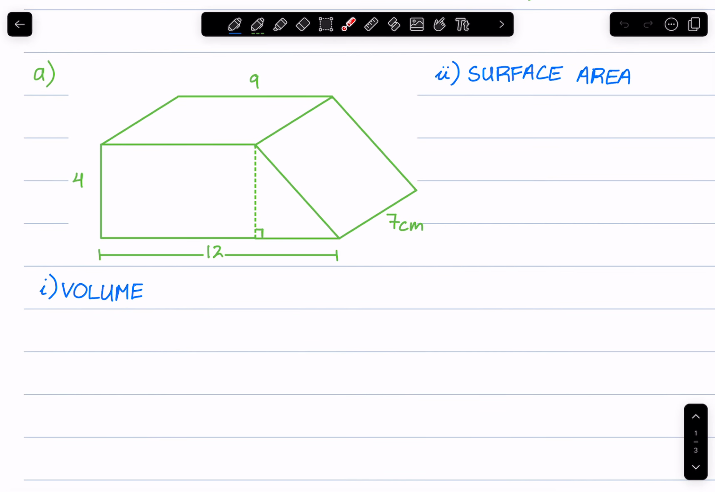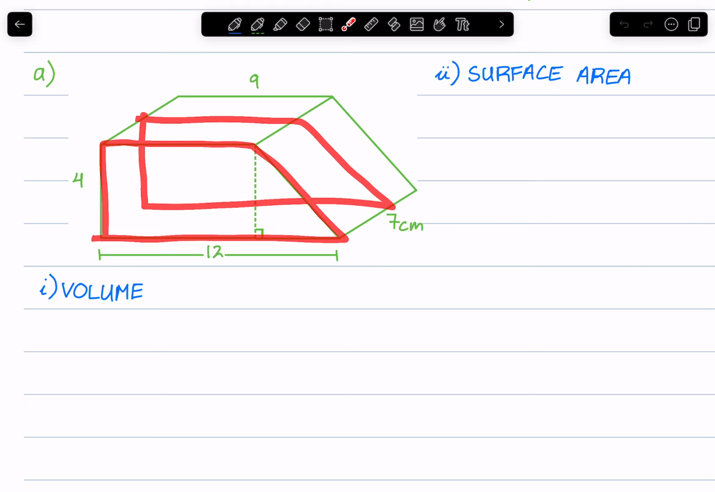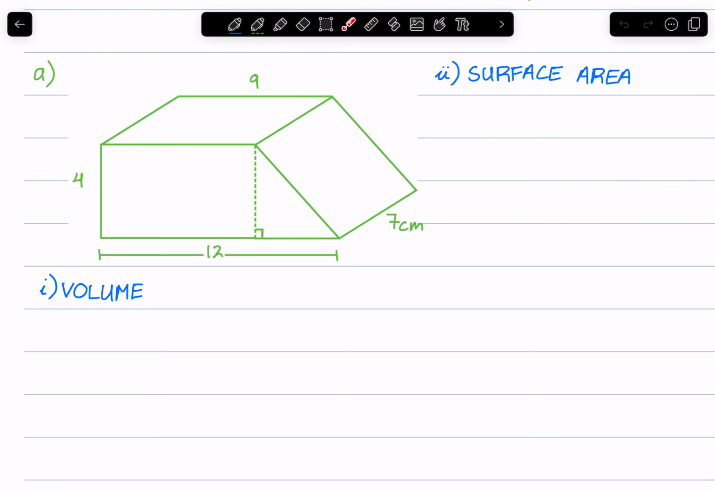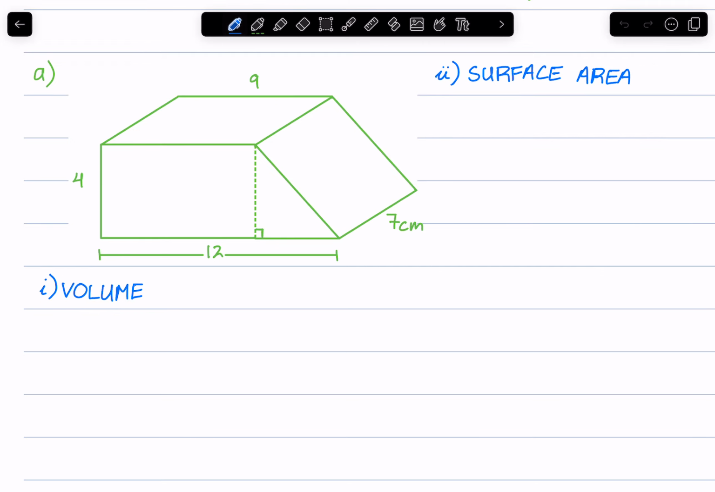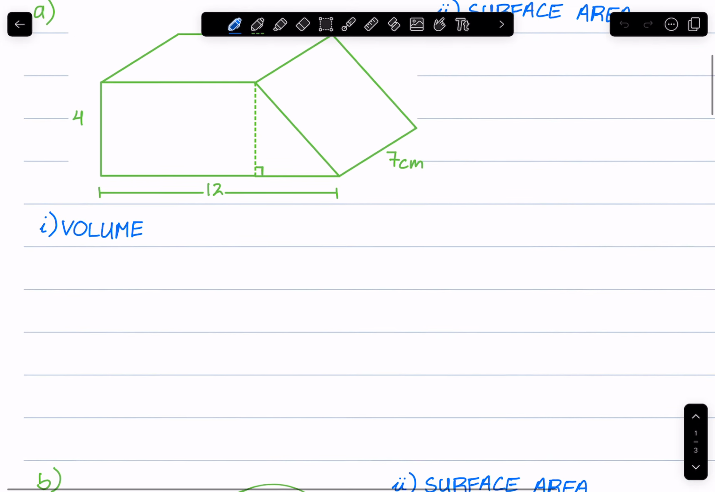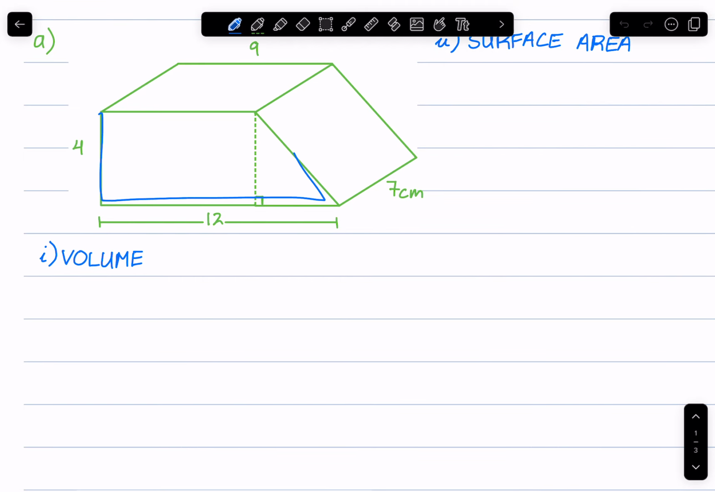So for volume, we need to understand that, especially in this case, it's a prism. We have one face here, and you can imagine that this face is the same all throughout this. So going in this direction, it's all the same. So to calculate the volume, we need the area of this face, and then we're going to multiply that by the height or the depth of the prism. So for this, we need to first calculate the surface area of this front face, this face here.